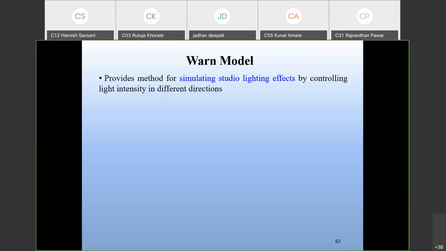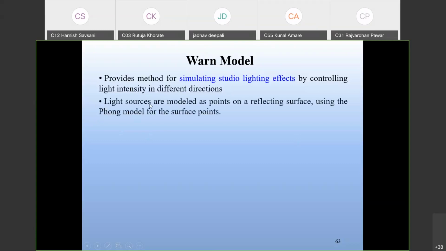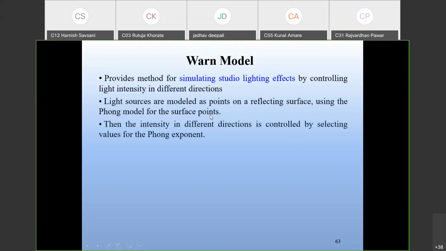So in the studio, what do they normally do? Why are the pictures good in the studio, why do we go to the studio for taking pictures? Because in the studio different light effects are used for controlling the light intensity in different directions. Light sources are modeled as points on a reflecting surface using the Phong model for surface points. The Phong model we have already seen, specular reflection. Then the intensity in different directions is controlled by selecting values for the Phong exponent.